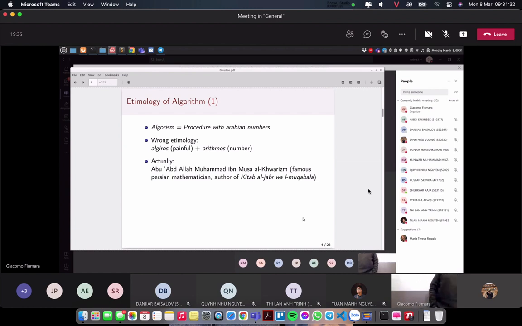Where does the term algorithm come from? It comes from a procedure with Arabian numbers. There is a wrong etymology, speaking about algiros, an old Greek term meaning pain, painful, and arithmos, number, meaning that algorithms deal with painful numbers. But it's not true. Trust me.